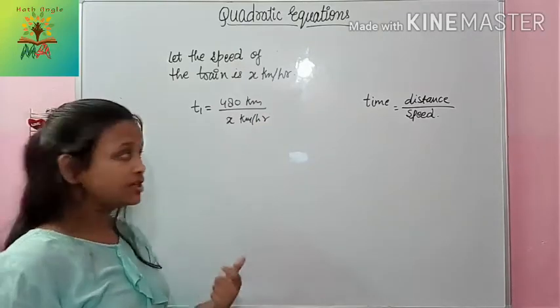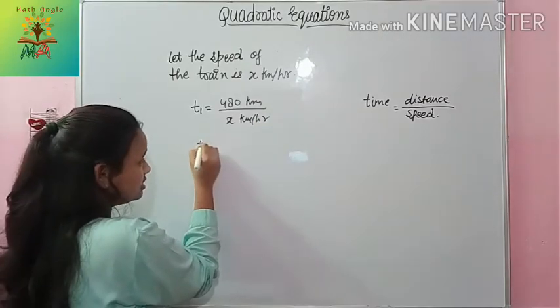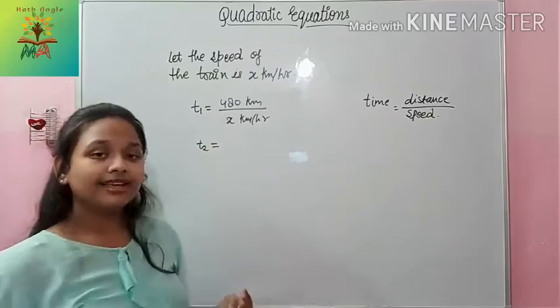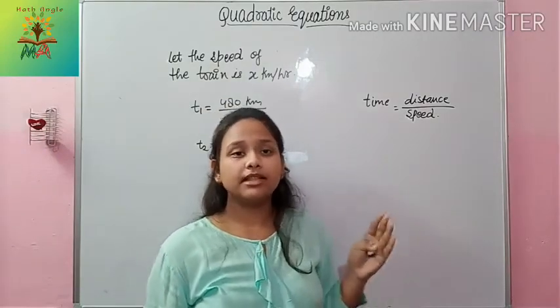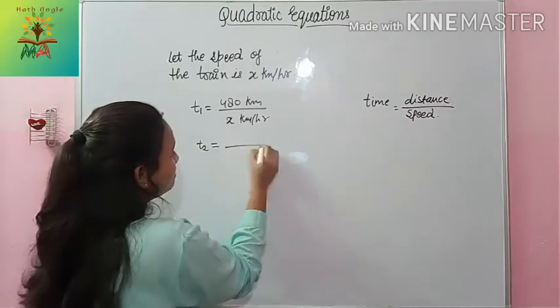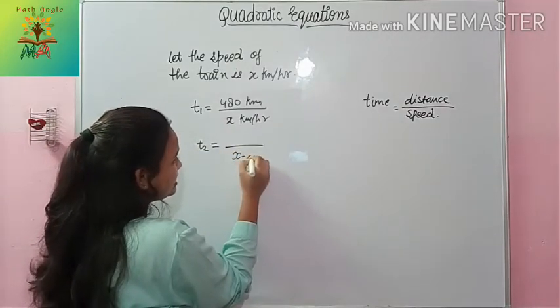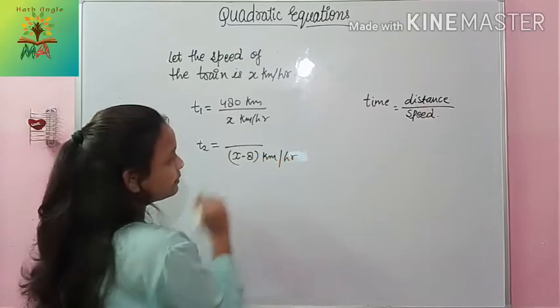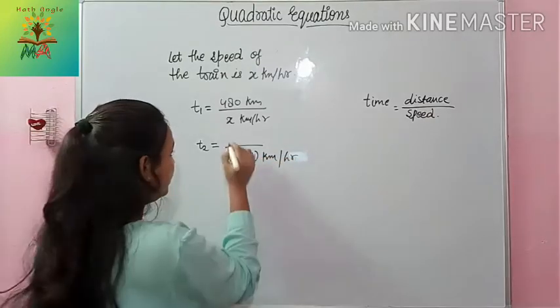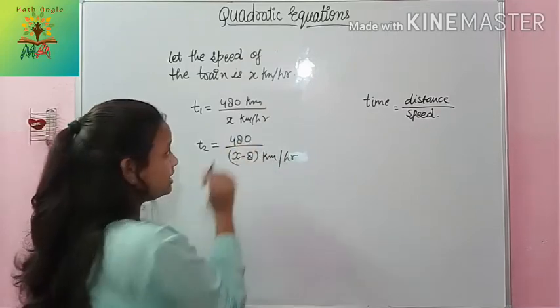Now the second condition: the question says that if we reduce its speed by 8 kilometers per hour, the speed now will be x minus 8 kilometers per hour. The distance is still the same.